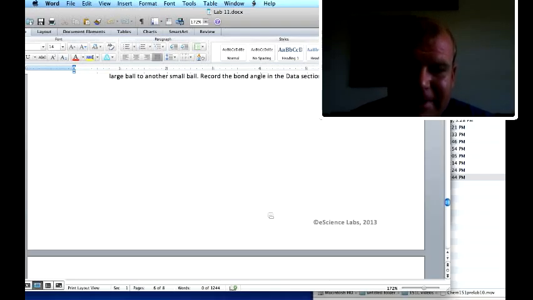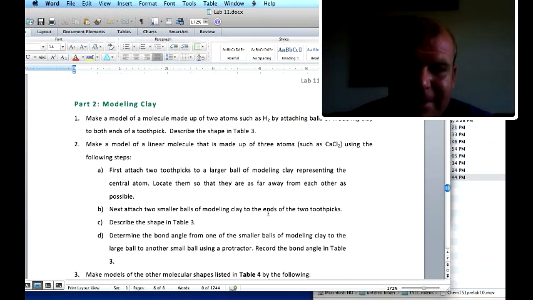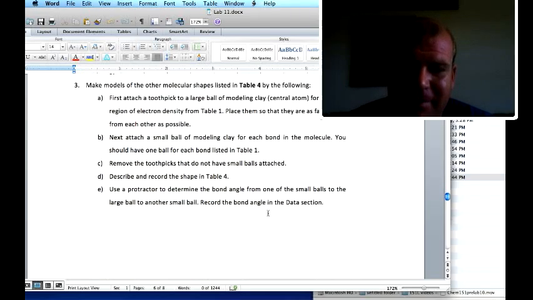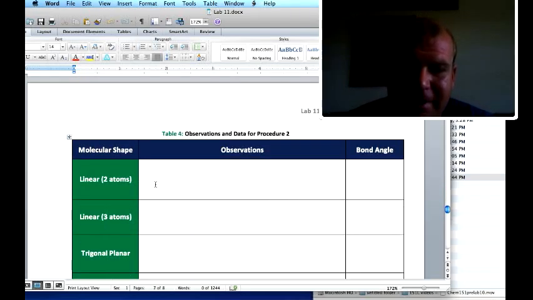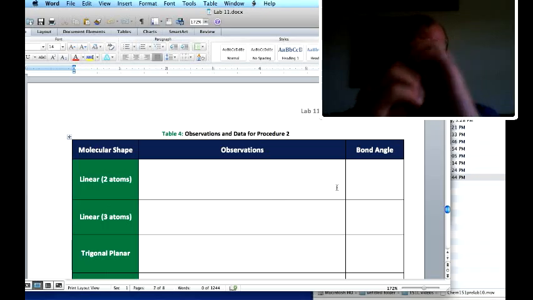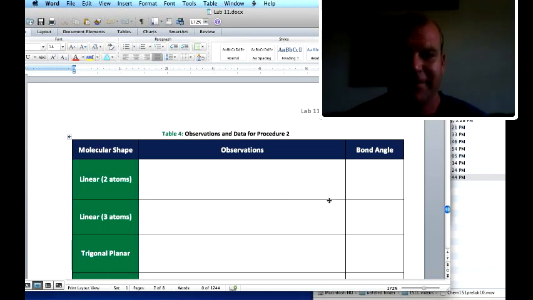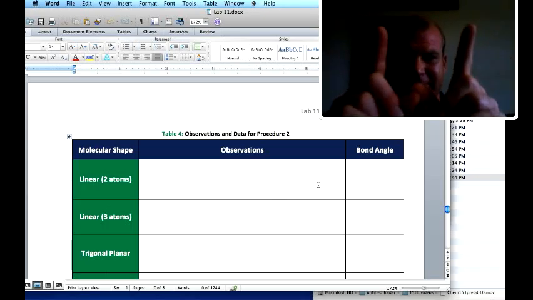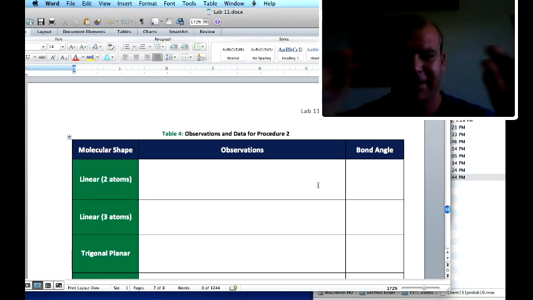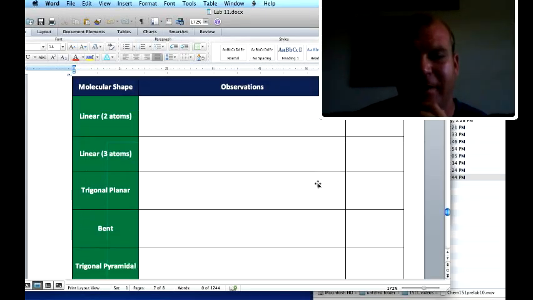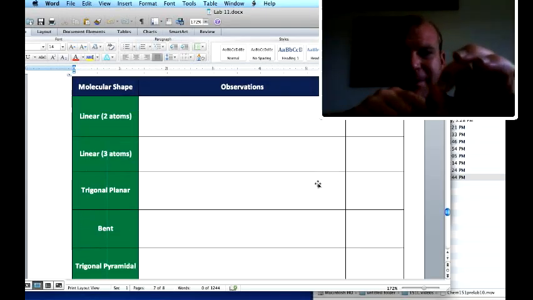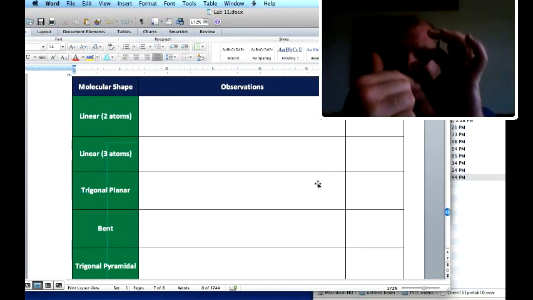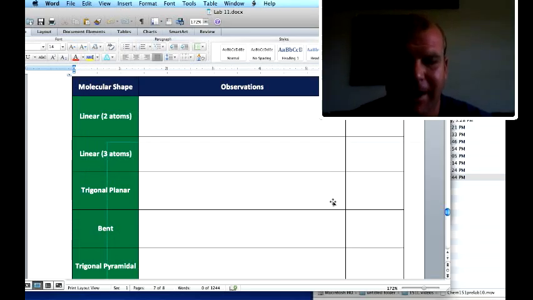Modeling clay, take these pictures and you use the modeling clay. You have a big ball in the middle, and then two on the sides for 2 atoms. I'm sorry, it's just 2 next to each other. Linear, 3, like I said before. Planar, you got 1 in the middle, and you have them coming out at different angles.